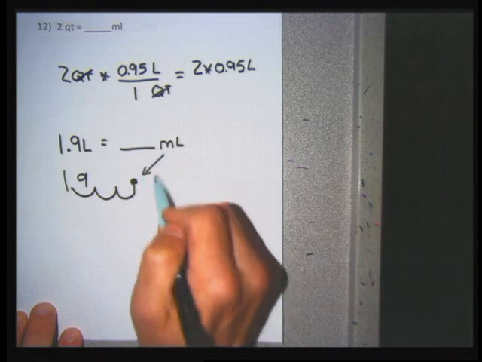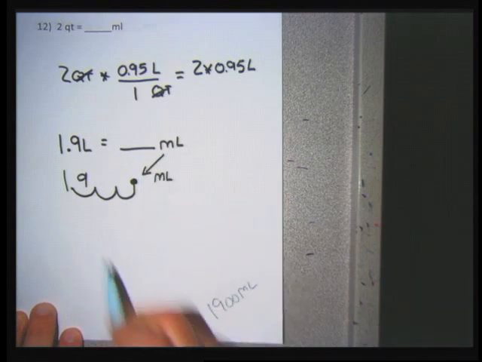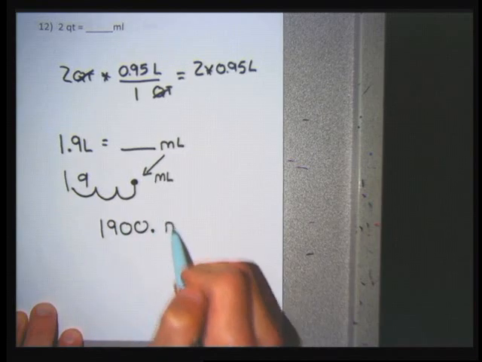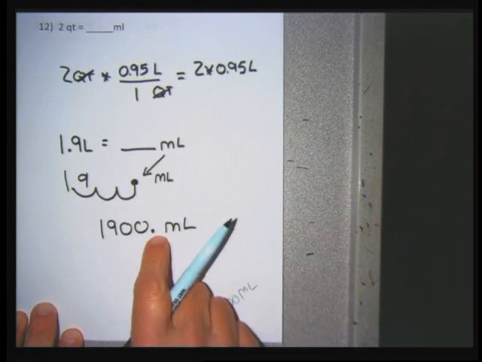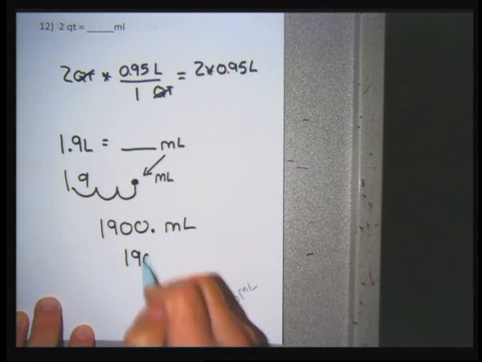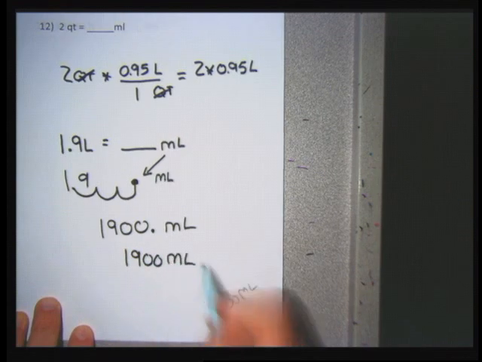The units now are going to become milliliters, and I need to fill in my zero. So it's actually 1900 point milliliters, but you don't usually write a decimal if it's the very last thing that's written and there's nothing after it in terms of a number. So the best answer for number 12 would be 1900 milliliters.